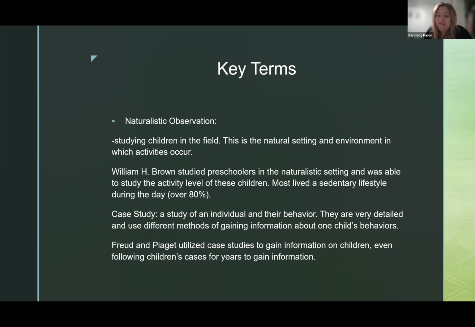Next, we're going to talk about a case study. So this is a study of one individual and their behavior. So they're very, very detailed and specific. No two case studies are alike. And these would be used as different methods of gaining information on one child's behavior patterns. Some psychologists that used these very frequently were Freud and Piaget. They utilized case studies to gain more information on the children they were studying, even following these cases for many, many years to gain information.